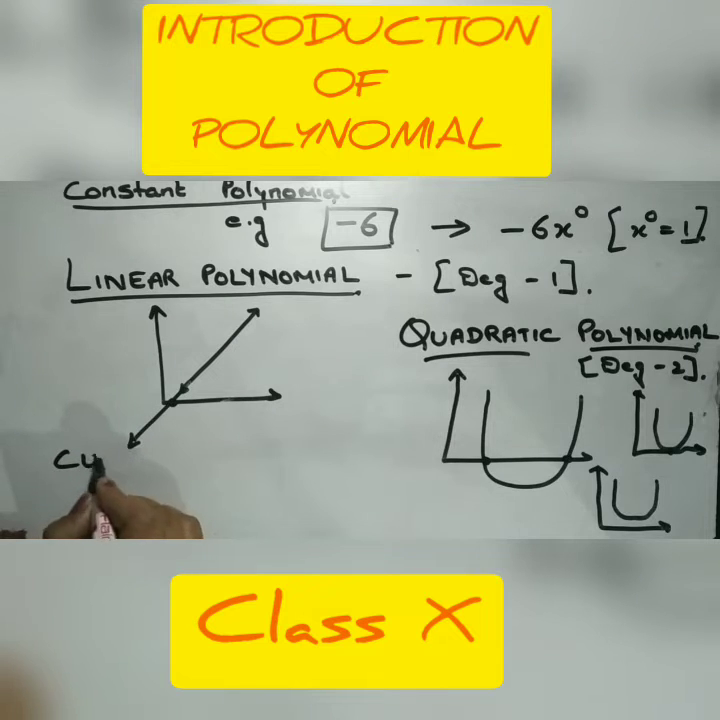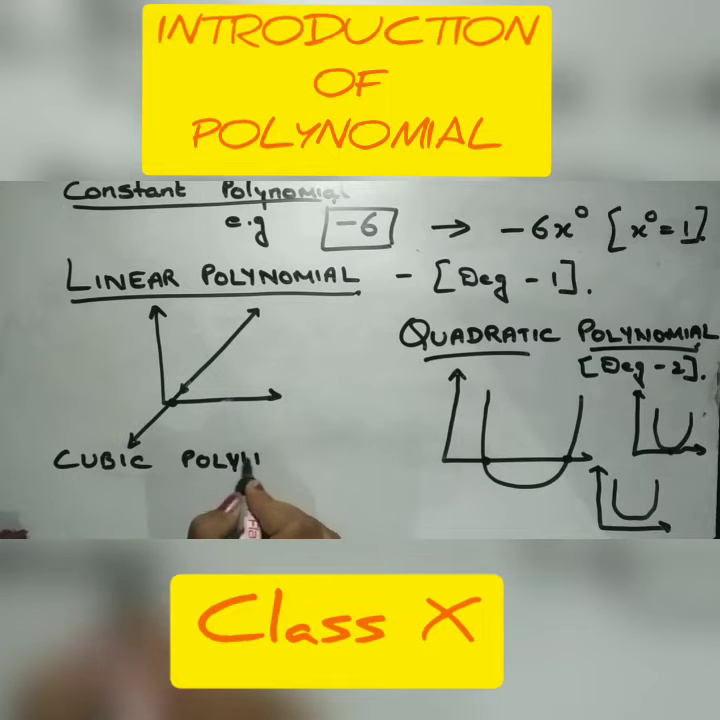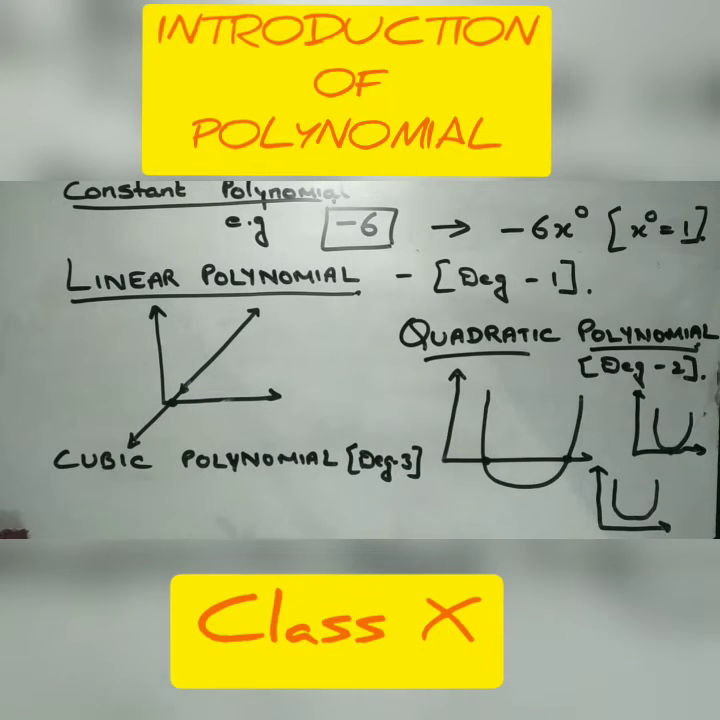Similarly, there is a third type of polynomial, which is the cubic polynomial. A cubic polynomial is a polynomial of degree 3. Its graph is just like a wave, cutting the x-axis at 3 points. It may cut the x-axis at 3 points, or only at 2 points, or at 1 point, or nowhere.